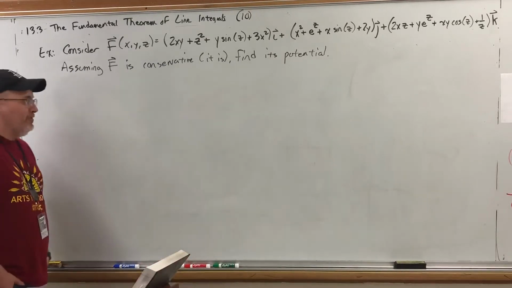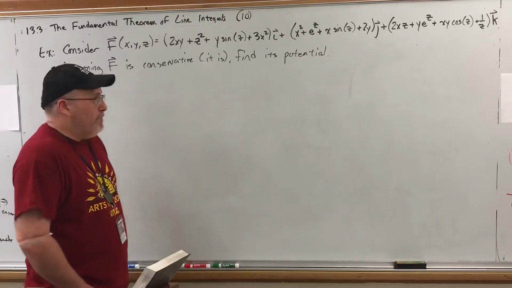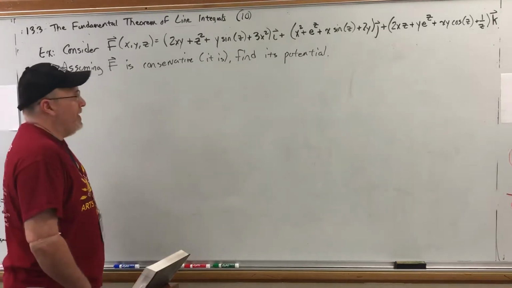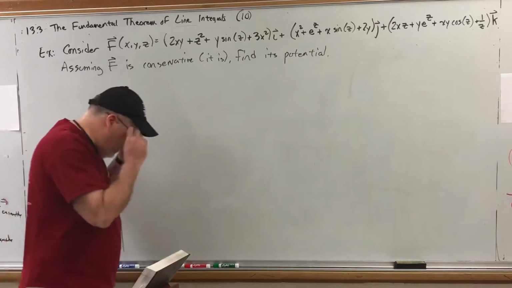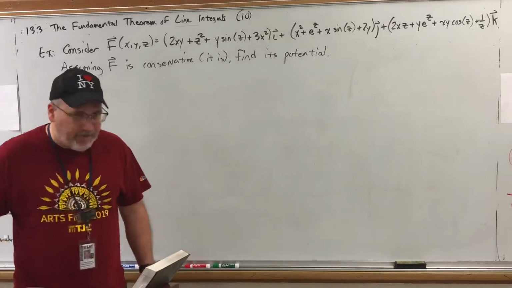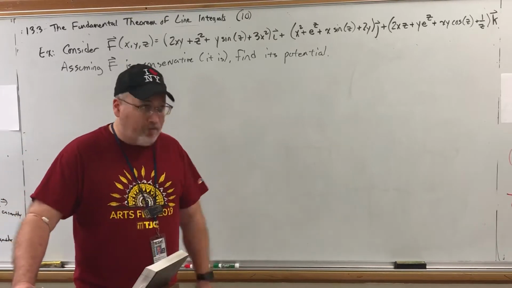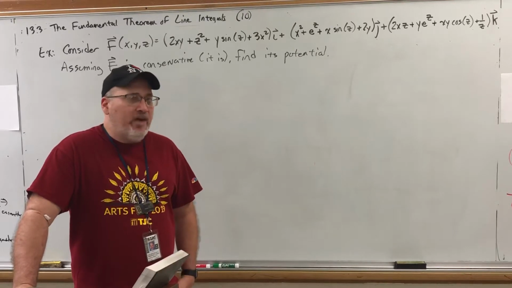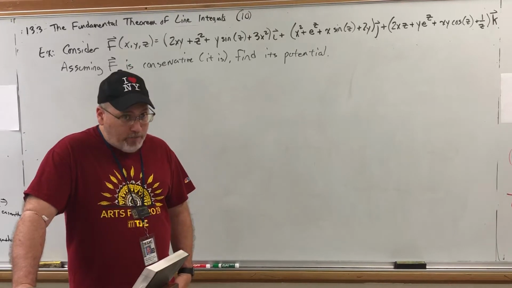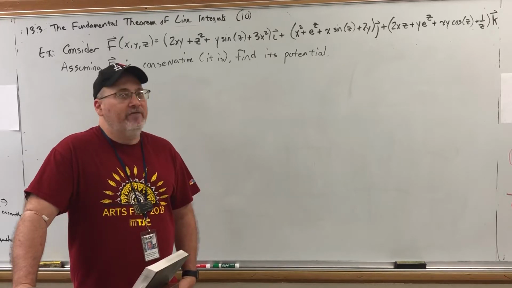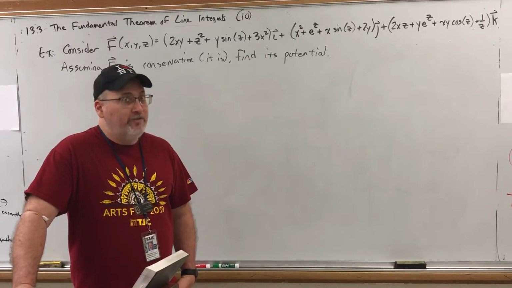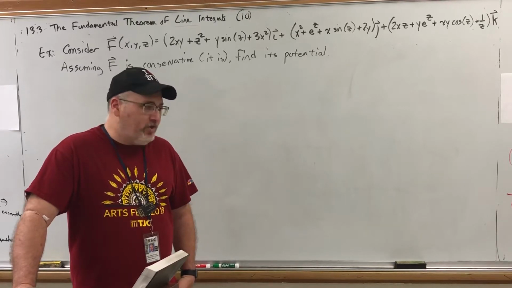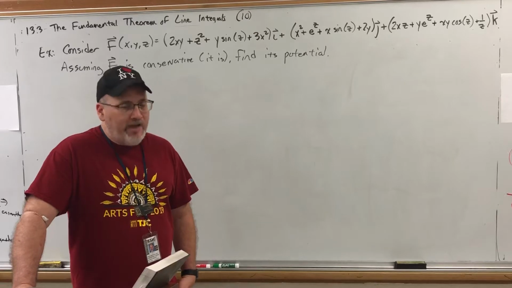Assuming f is conservative, it is, because I built this function by starting with a potential and finding its gradient. Find its potential. Again, the whole purpose of finding the potential in this section of this chapter is it makes evaluating a line integral straightforward if you're integrating a conservative vector field and you know its potential. You simply have to evaluate the potential at the terminal point of the curve and the initial point of the curve and subtract the results.